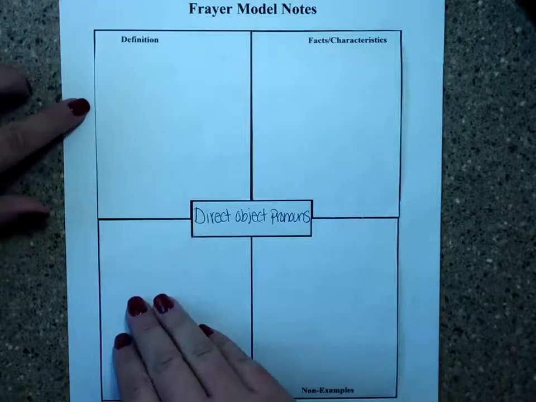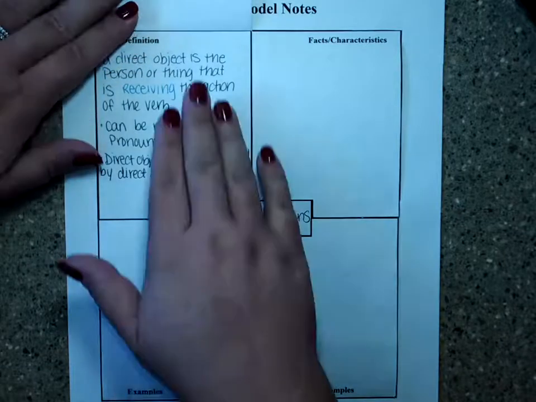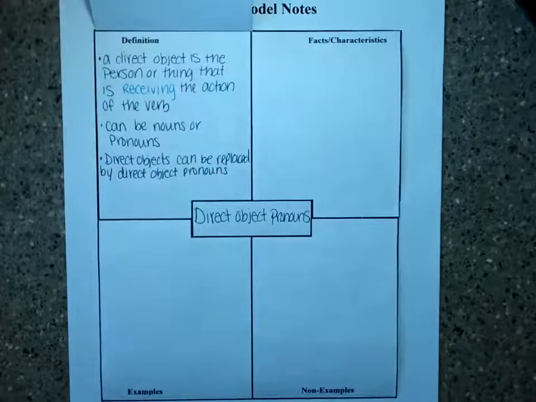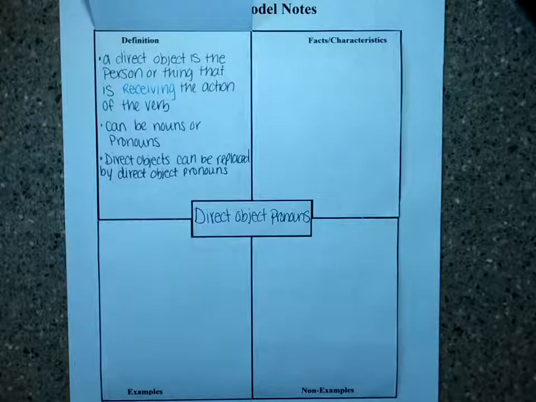All right, so first thing is we're going to talk about the definition of a direct object pronoun. A direct object pronoun is something that is receiving the action of the verb. So if I wanted to say in English, I like French, French would be my direct object because it's receiving the action of the verb like. So direct objects can be nouns or pronouns. They can be a person, place, or a thing, or they can be a pronoun like he, she, it, one. Direct objects are also replaced by direct object pronouns.